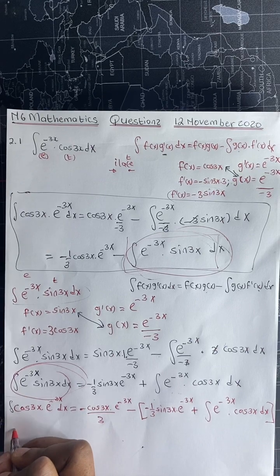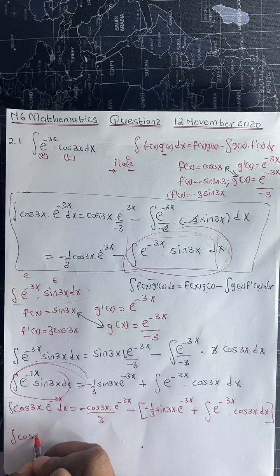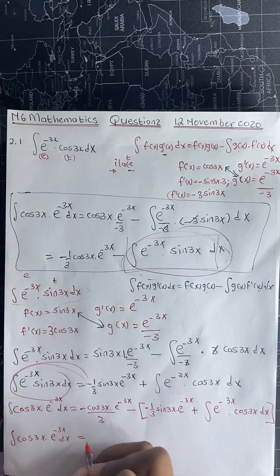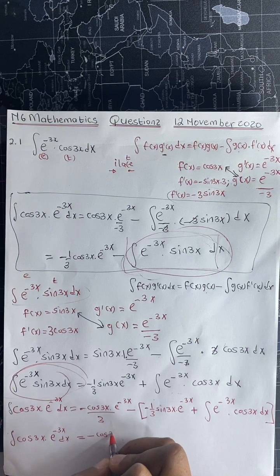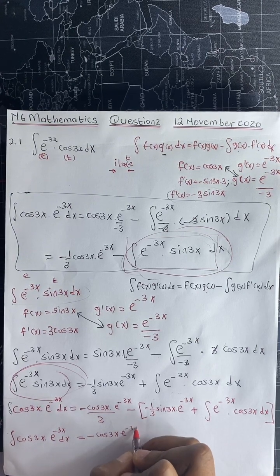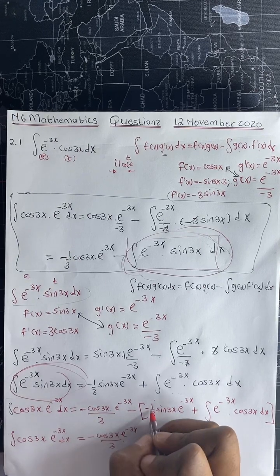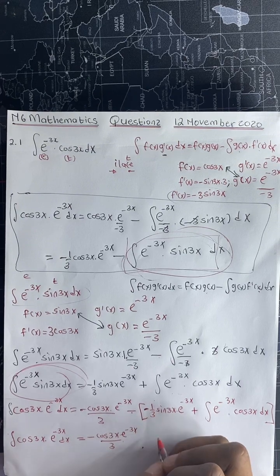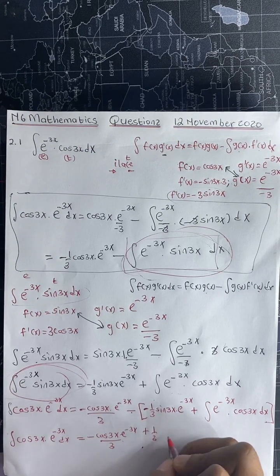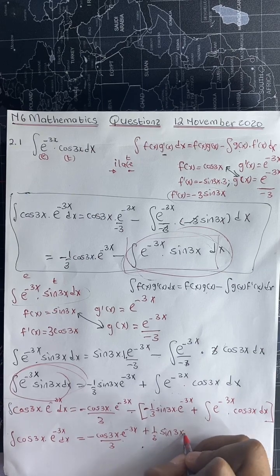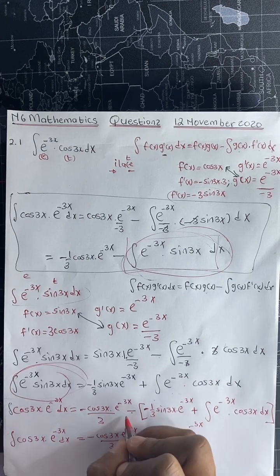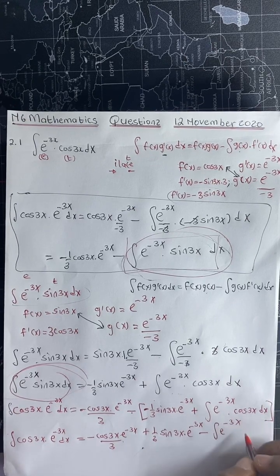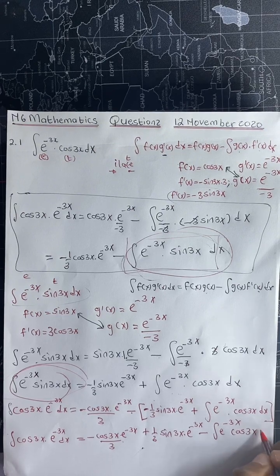So on this side we have the integral of cos 3x e to the power negative 3x dx, and this is equal to negative cos 3x e to the power negative 3x divided by 3. This negative multiplied by that negative 1 over 3 will be equal to positive 1 over 3 sin 3x e to the power negative 3x, and the negative multiplied by that positive will be negative e to the power negative 3x cos 3x dx.